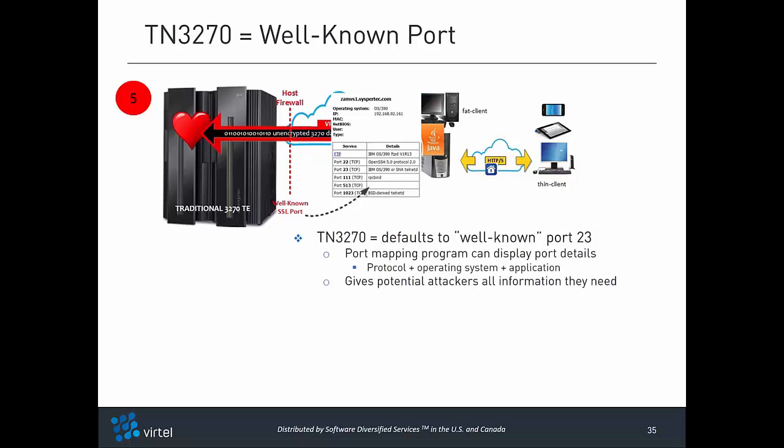The fifth security exposure with TN3270 connections is that they rely by default on port 23, which is a well-known port. The details of a well-known port can easily be retrieved with a port mapping program. It gives potential attackers all the information they need for an attack: the communication protocol used with the port, and the operating system and application behind the port.